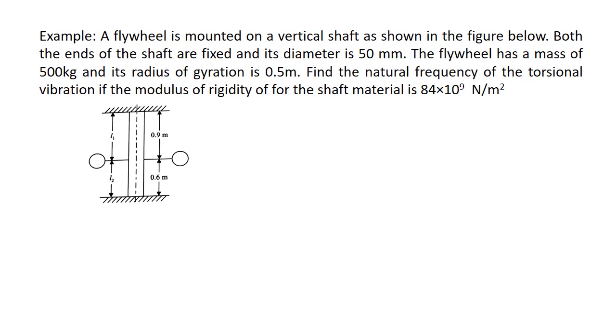So our system consists of two shafts. The first shaft is of length 0.9 meter, and the other shaft has a length of 0.6 meter. A flywheel is attached in between these shafts.